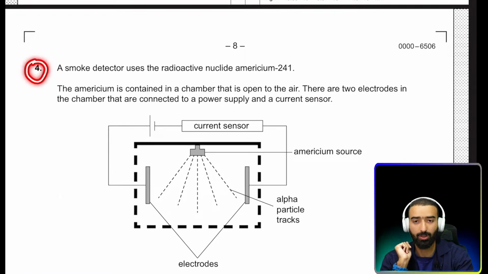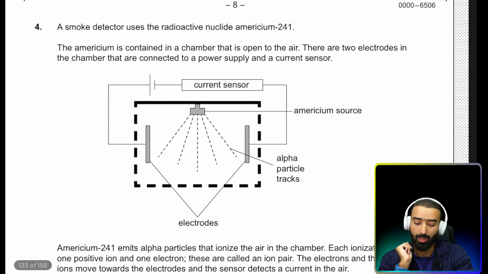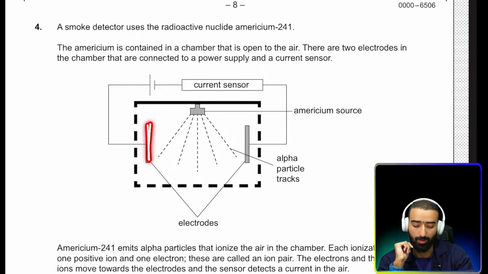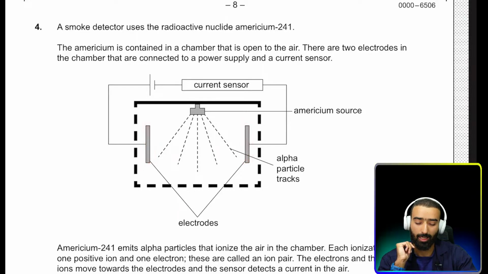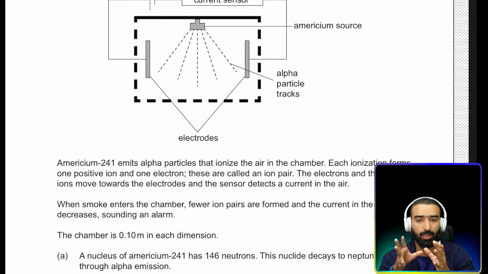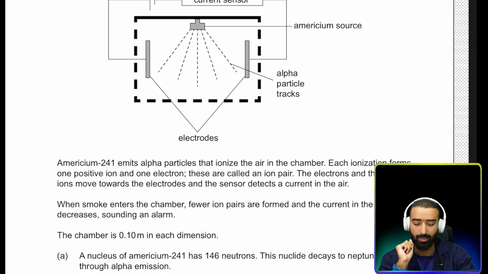Let's move to the fourth question. A smoke detector uses the radioactive nuclide americium-241. It's contained in a chamber that is open to the air. There are two electrodes in the chamber, a cathode and an anode. So this americium-241 emits alpha particles. When it emits an alpha particle, it's going to ionize the air inside the chamber. So we get a positive ion and an electron. This is called an ion pair.